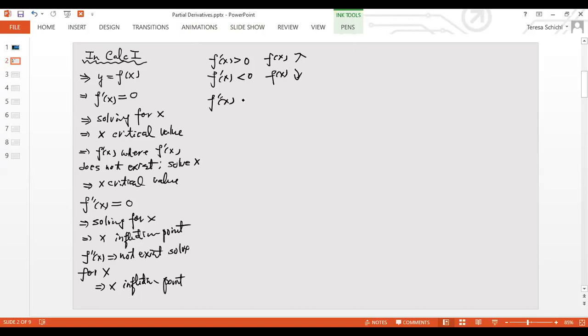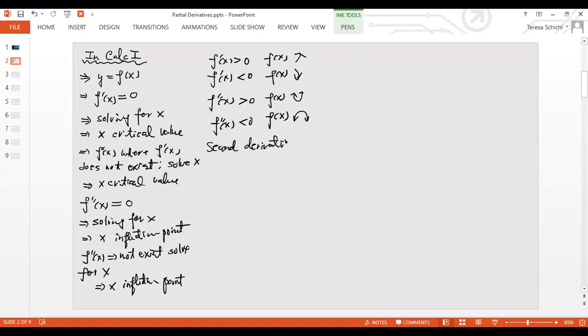Then we said f double prime x, if it's greater than 0, we know that f of x is concave up. If f double prime x is less than 0, we say f of x is concave down. So that's what we call the second derivative test.